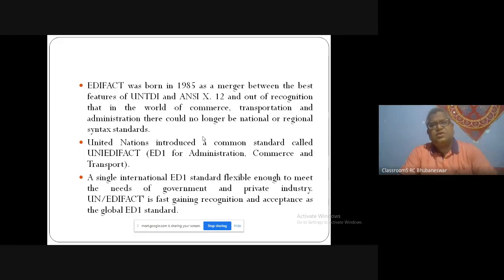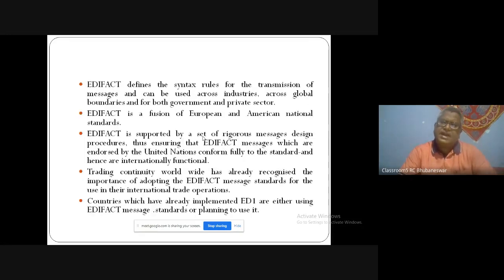This concept emerged in 1985, with huge recognition and use worldwide for commerce, transportation as well as administration. For administration and transportation, the United Nations has introduced these EDIFACT codes. At the time of exporting and importing goods, such documents are required, and there are standards and guidelines we can obey, and accordingly we can transport the goods. Similarly, I have pointed out in my slide, these are syntax rules.